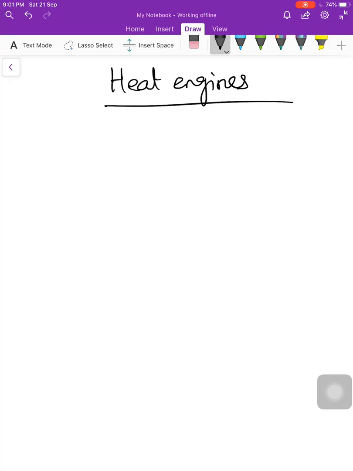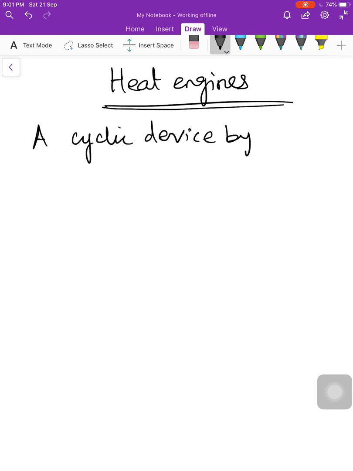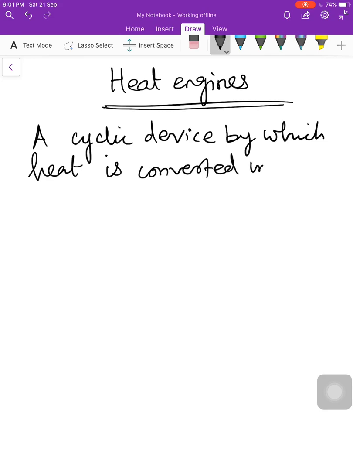Hello friends, in today's video I'm going to discuss heat engines. So a heat engine is a cyclic device by which heat is converted into mechanical work. Excuse me for my handwriting, please.